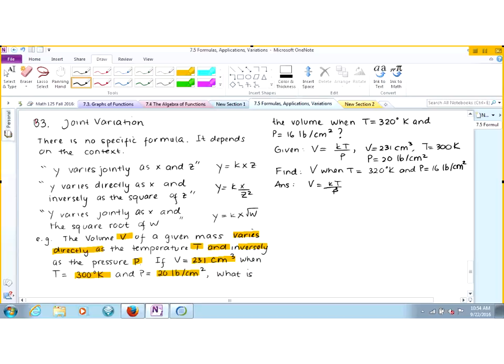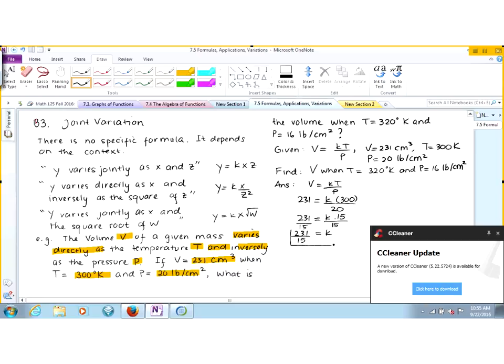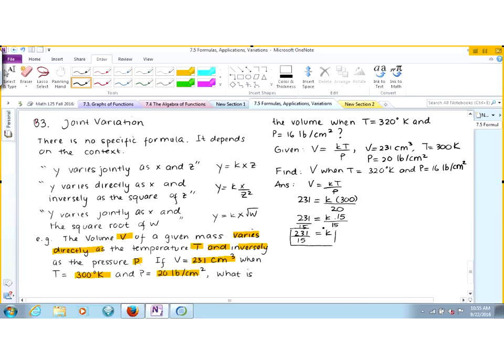So put all the numbers in. Substitute all the numbers. So what are the numbers here? 231 is equal to K times 300 divided by 20. So 231 is K times 15, because 300 divided by 20 is 15. And divide both sides by 15. So what is K? 231 over 15. So this is my K.